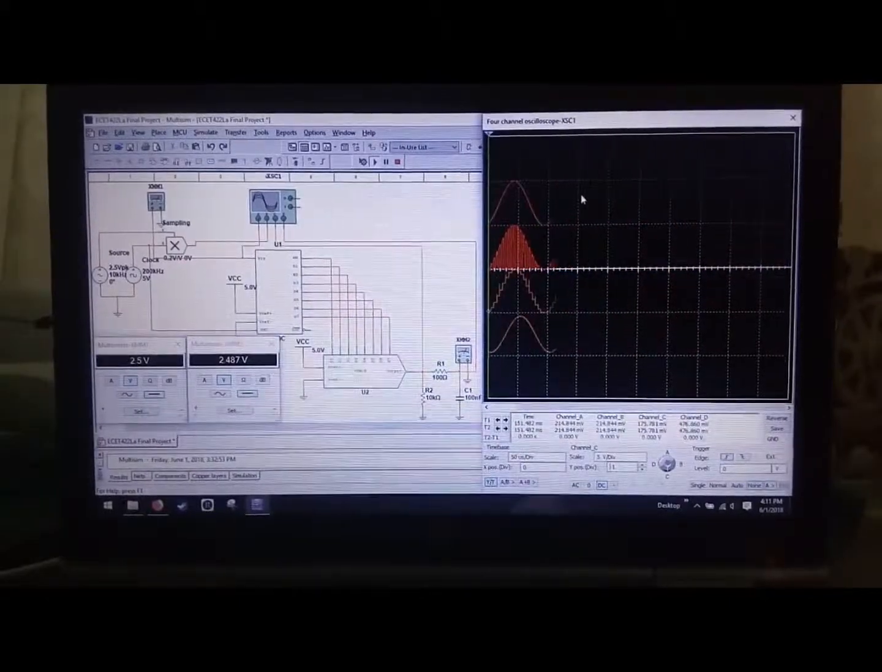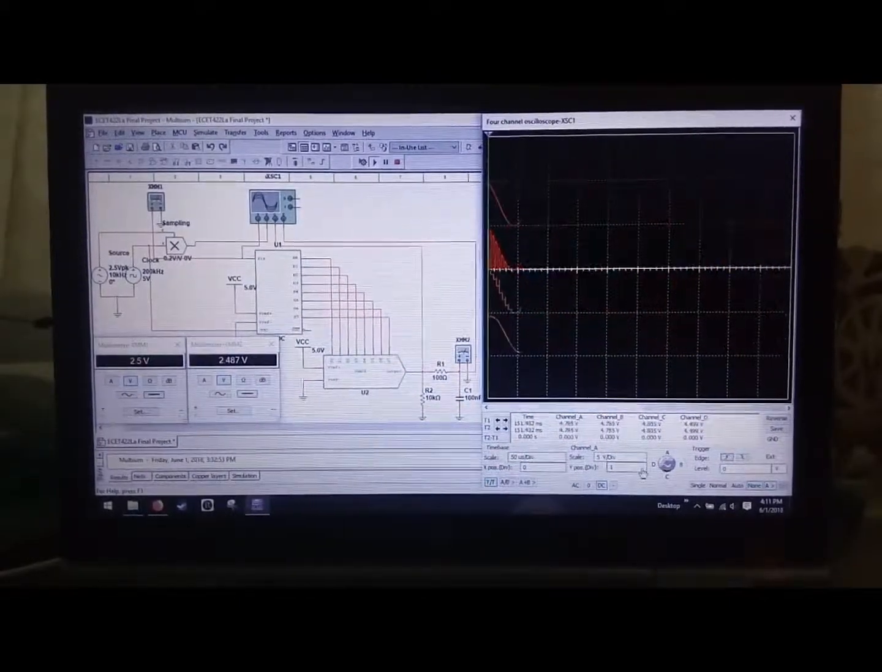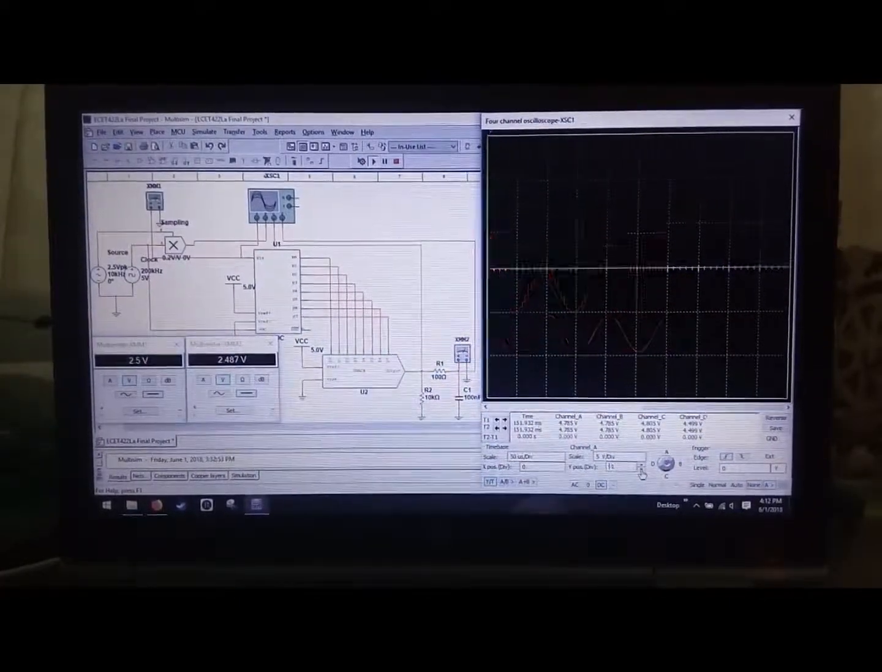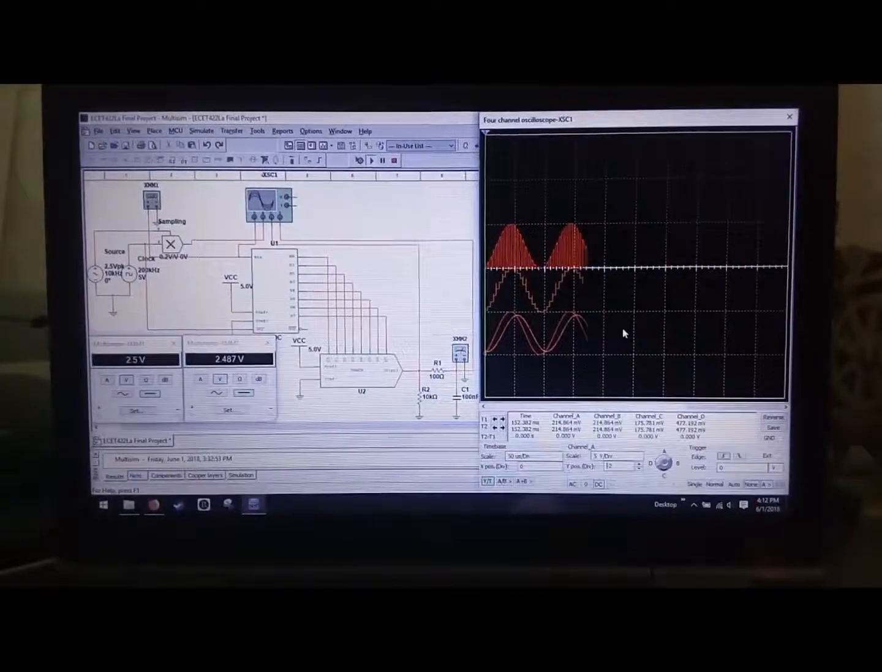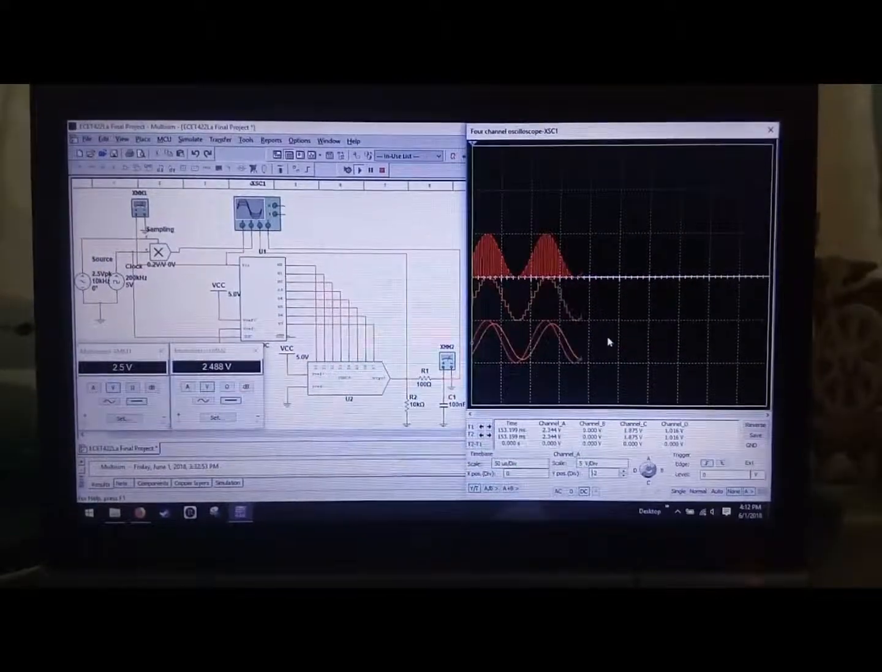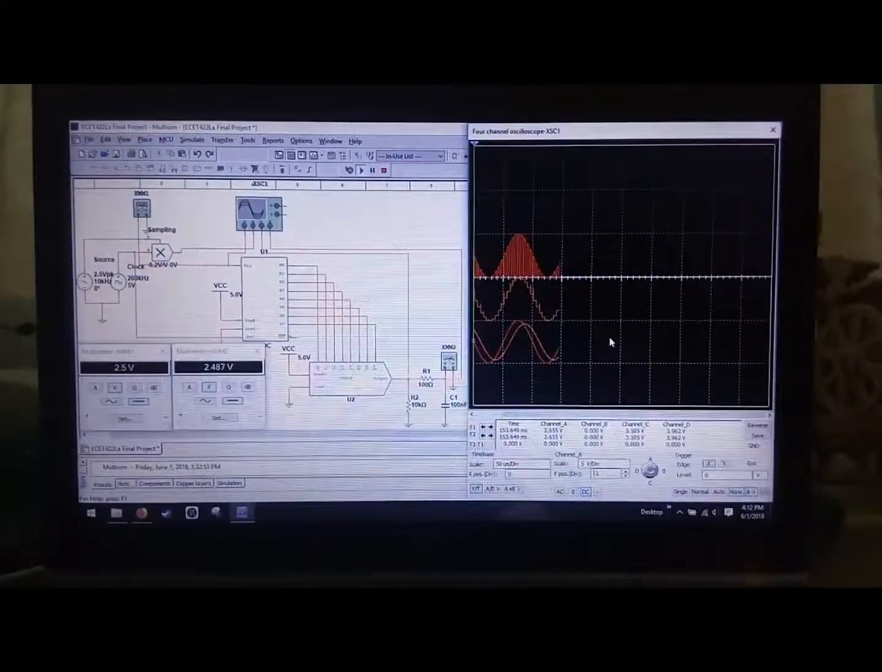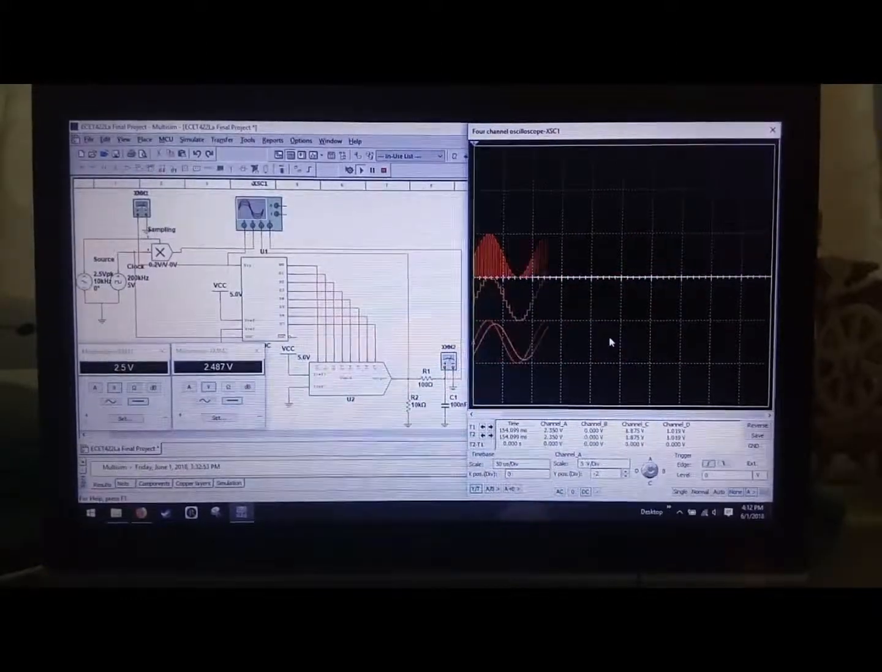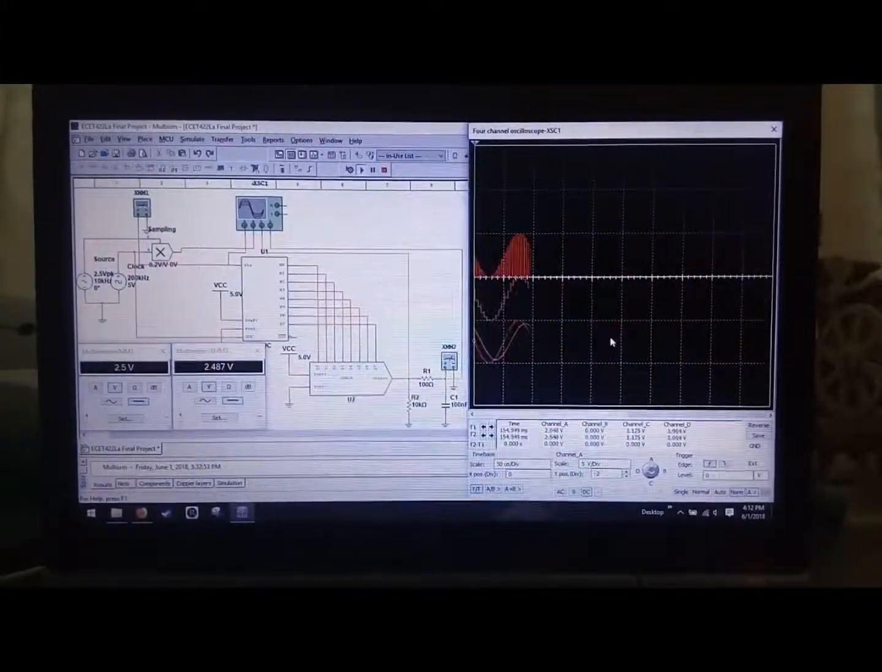Now, if we then take the input signal and then shift it below to our output signal generated at the low-pass filter, we can see that there is a phase difference between the two. This is due to aliasing.